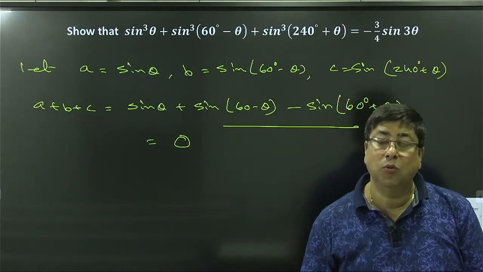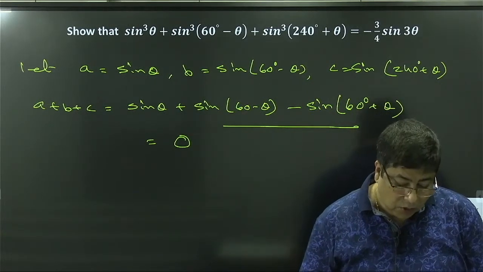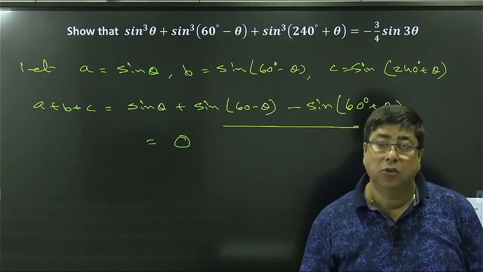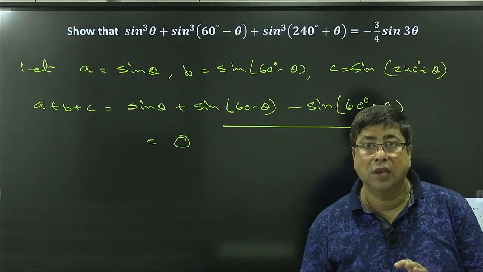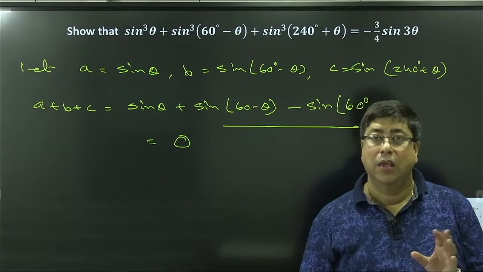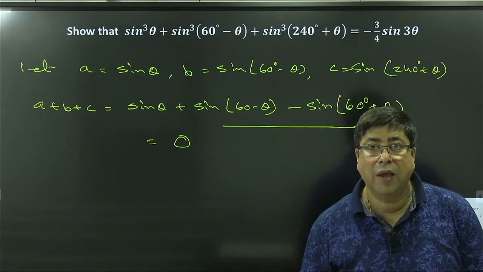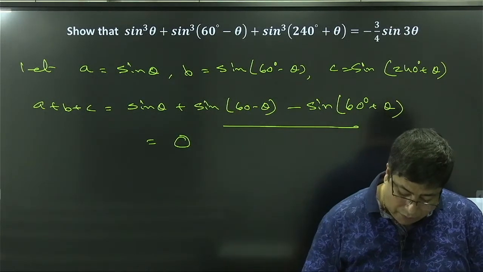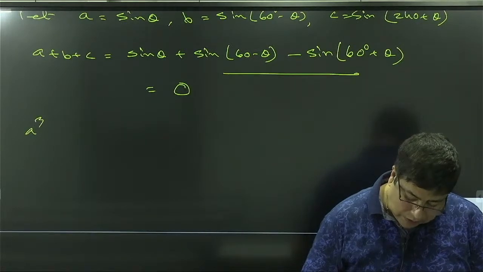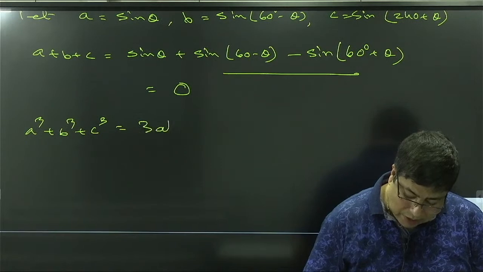sin c minus sin d is 2 cos c plus d by 2 sin c minus d by 2. If we apply this, you are seeing that this is 0. So a plus b plus c equal to 0. So we can say a cube plus b cube plus c cube minus 3abc, that formula is what? a plus b plus c into a square plus b square plus c square minus ab minus bc minus ca. So a plus b plus c equal to 0. Therefore, we can say a cube plus b cube plus c cube equal to 3abc.